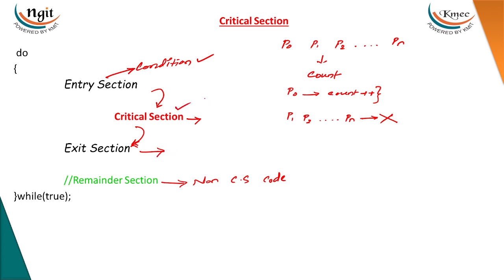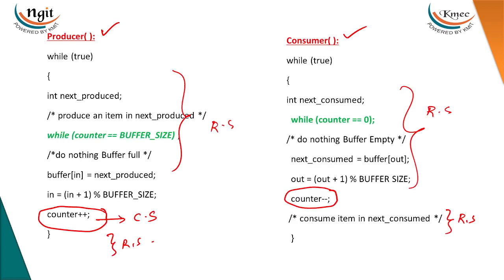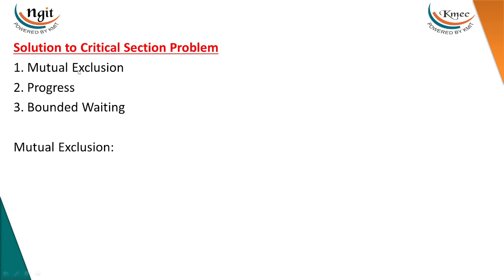Okay, so there are three requirements that have to be satisfied by each process. First one will be mutual exclusion. So what is mutual exclusion? When multiple processes are trying to execute critical section code, this condition is called race condition, when multiple processes want to execute critical section.